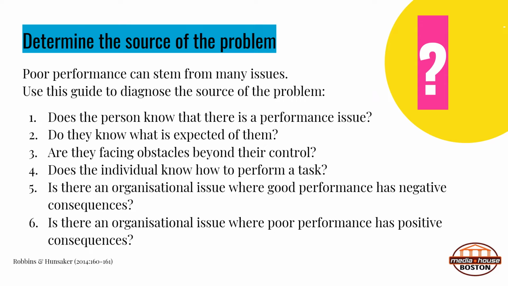The first step is to determine the source of the problem. Poor performance can stem from many issues, and you can use these questions to help you figure out what the problem is. Does the person know that there is a performance issue? Because if they don't, then they can't work on it. Do they know what's expected of them? Because if not, that explains why they're not performing. Are they facing obstacles beyond their control?